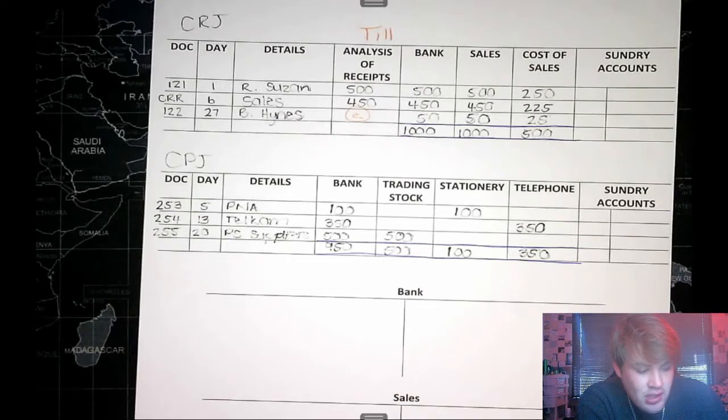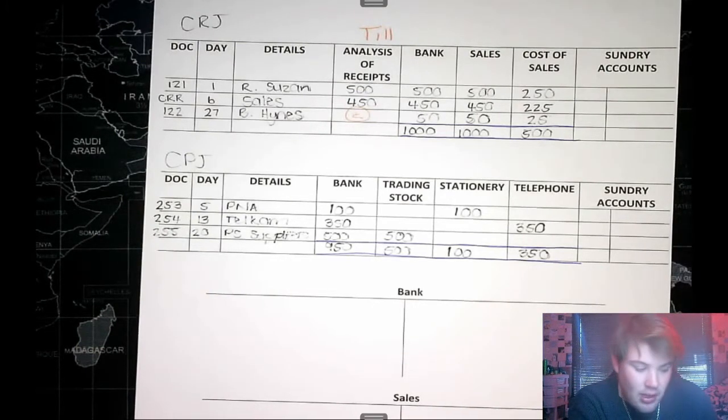Alright, now let's take a look here. We have totals here at the bottom. We have bank at 1,000, sales at 1,000, and cost of sales at 500. Alright, in our CPJ, we obviously pay money out. So CPJ is where we make payments. Right, we have our bank sitting at 950, our trading stock at 500, our stationery at 100, and telephone at 350.